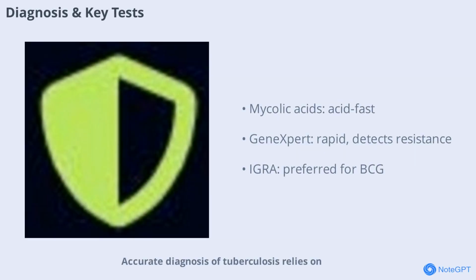Accurate diagnosis of tuberculosis relies on understanding both classic and modern testing methods. The unique cell wall component, mycolic acids, gives TB its acid-fast property and resistance to digestion by macrophages. For rapid diagnosis, the GeneXpert MTB/RIF test is recommended by the WHO as the initial test for suspected TB, providing results in less than 2 hours and detecting rifampicin resistance.